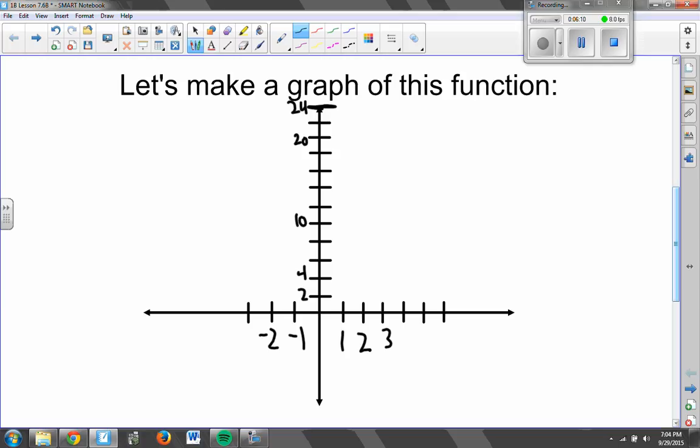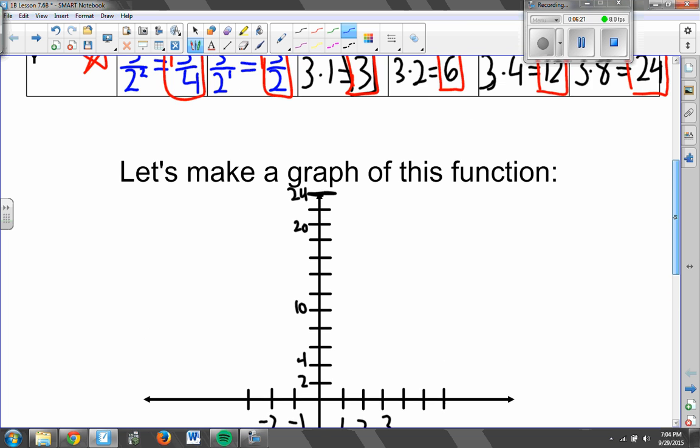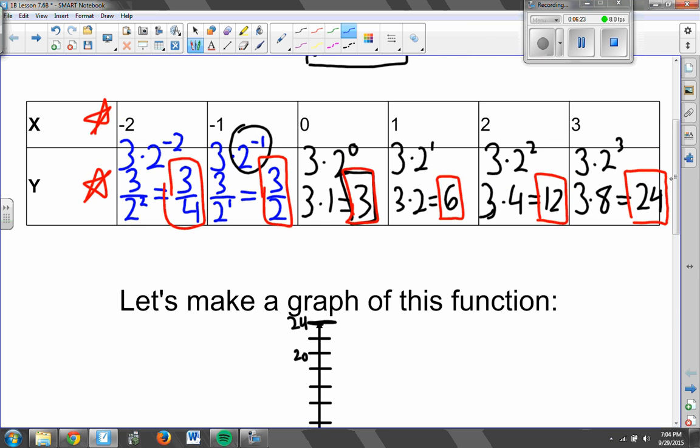Let's start again with our easiest point, right? And that is where x equals 0, our 0 point in the table just above. So I'll scroll back up so we can see it. There it is right here. When x is 0, our y value was 3.